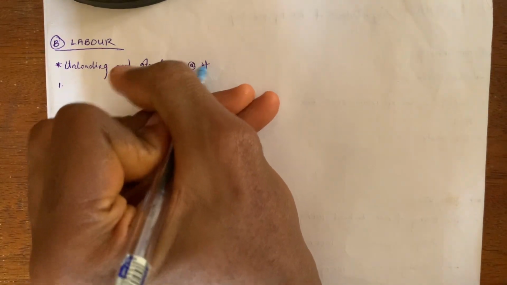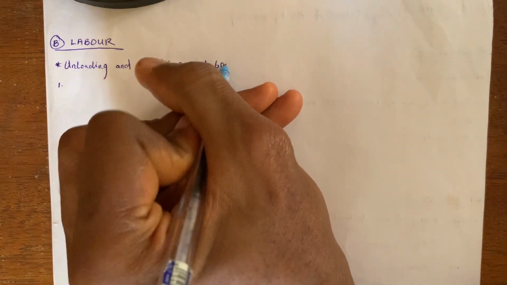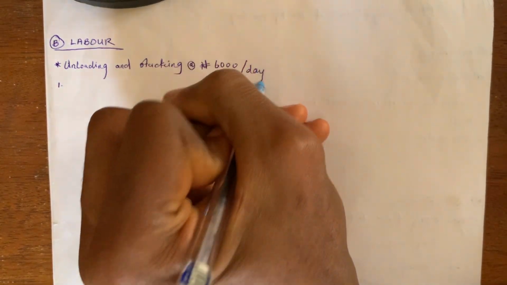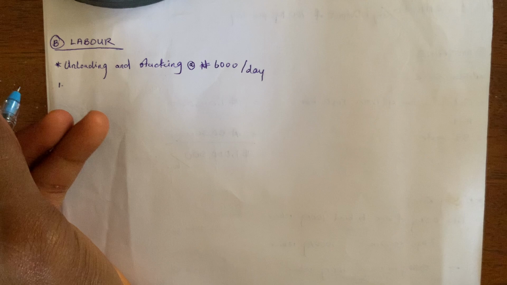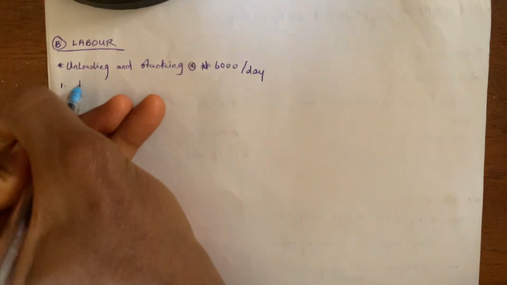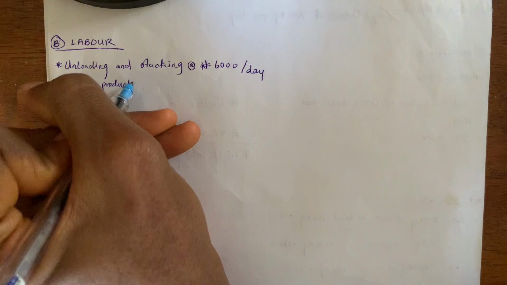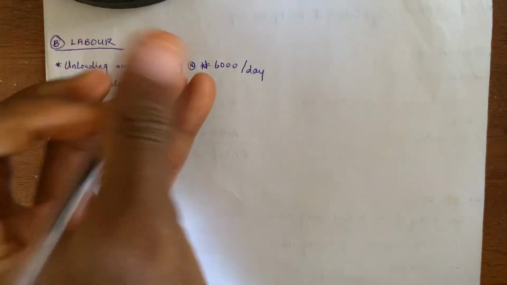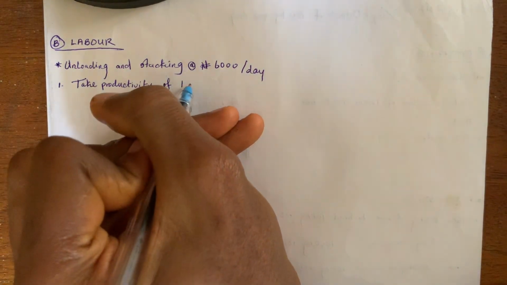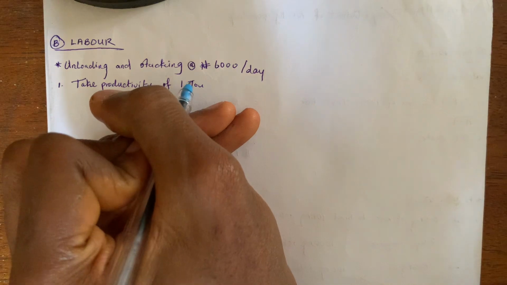So it means that they are going to be unloading and stacking that 94 lengths in a day. So this is at 6,000 naira per day. So take productivity of 1 ton per day.